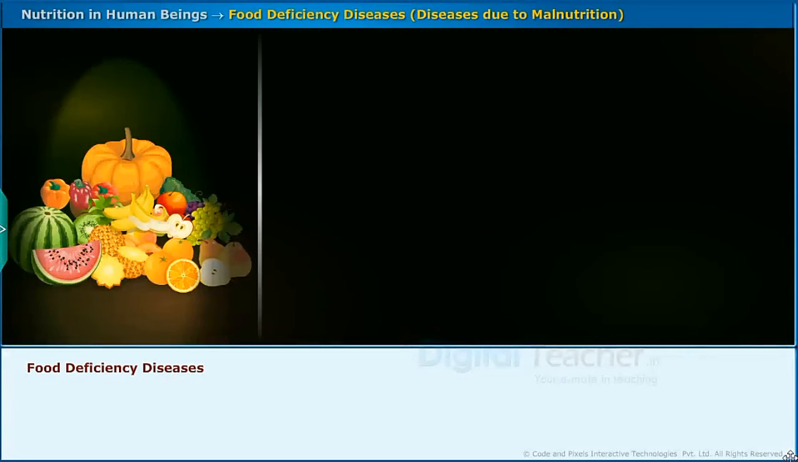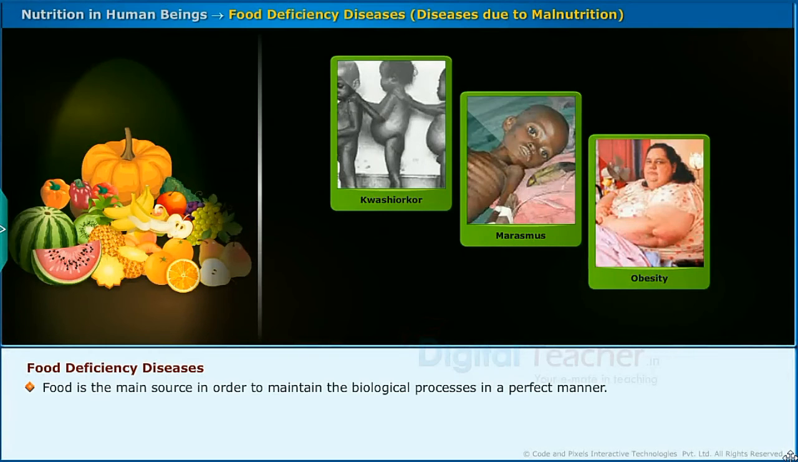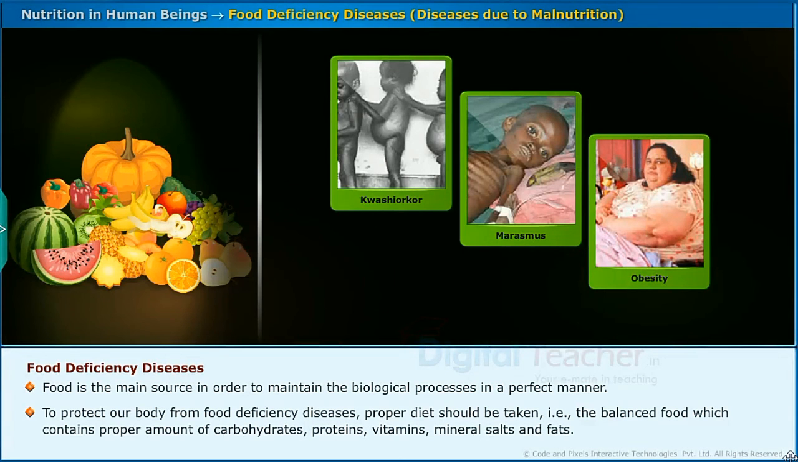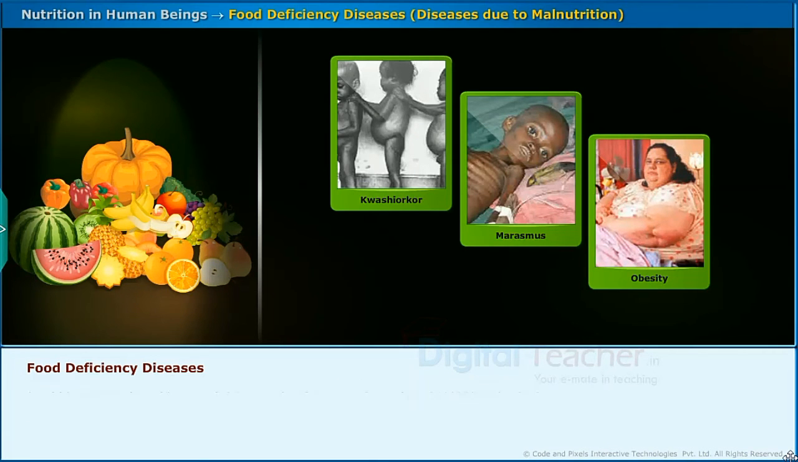Food deficiency diseases. Food is the main source in order to maintain the biological processes in a perfect manner. To protect our body from food deficiency diseases, proper diet should be taken. That is, the balanced food which contains proper amount of carbohydrates, proteins, vitamins, mineral salts and fats. 2/3 of the world's population is mainly affected by the food-related diseases.